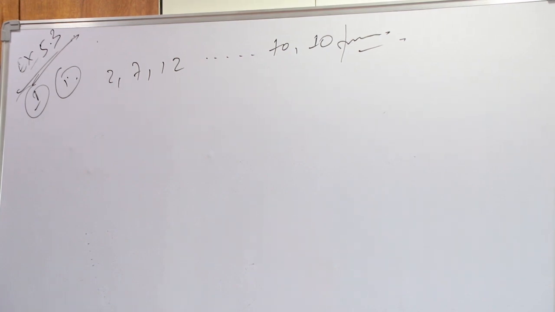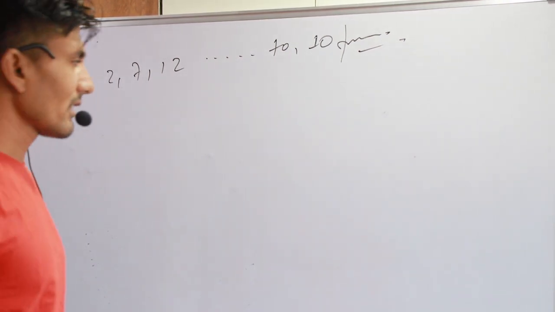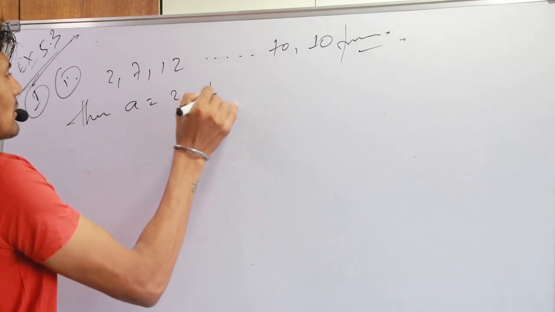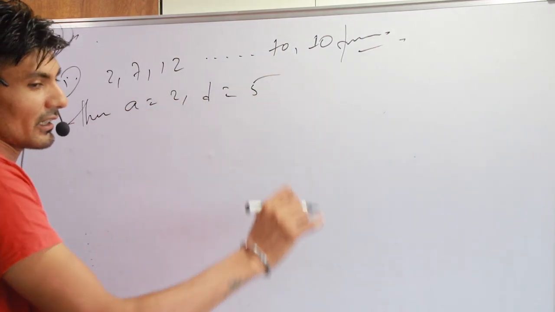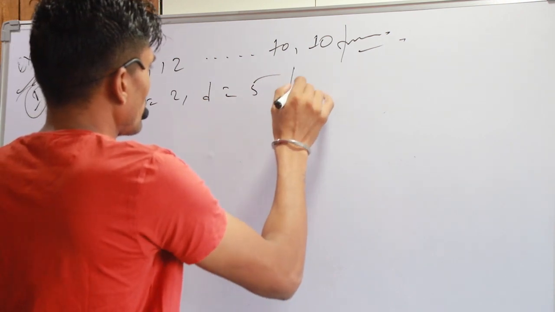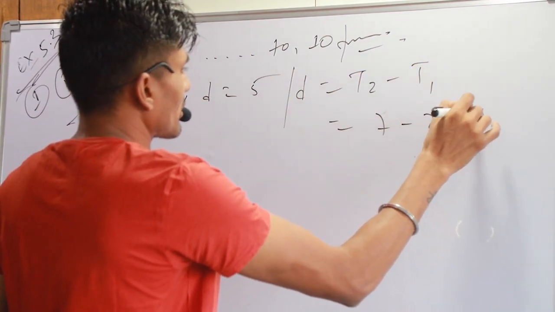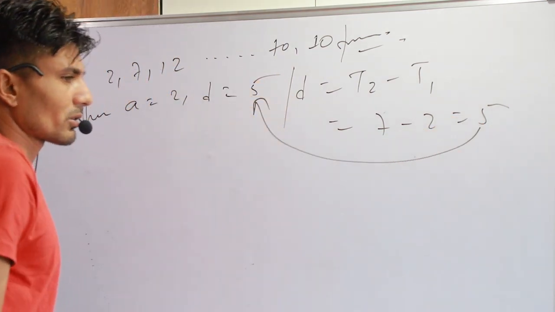हमको क्या करना बेटा? 10 टर्म तक इसका AP का सम निकालना है। What we have here, a equal to 2, d equal to 7 minus 2, that is equal to 5. That means d equal to how much? d equal to T2 minus T1, that is equal to 7 minus 2, that is equal to 5. Here we have d equal to 5.